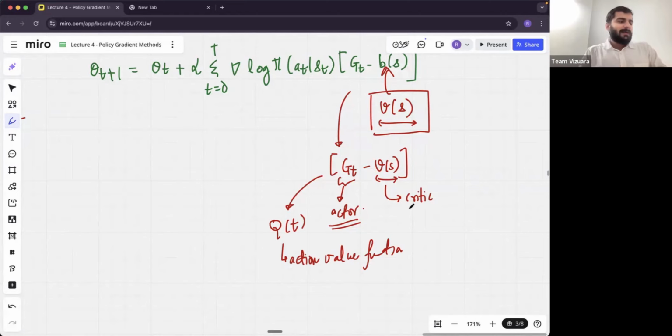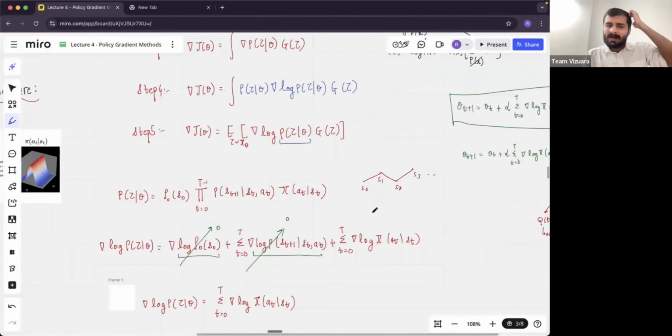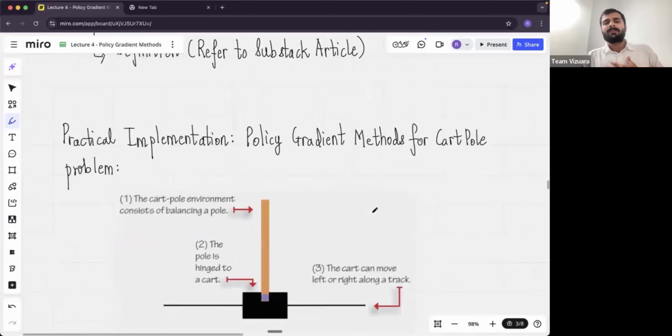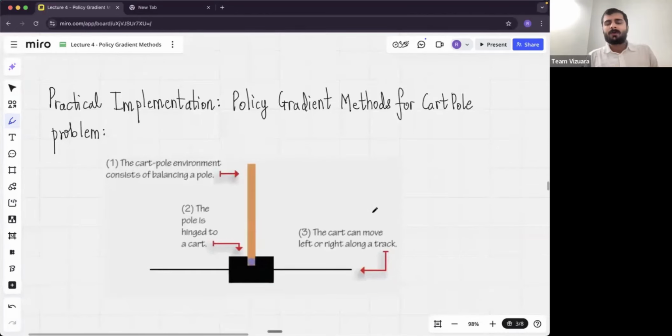We are going to look at both the methods, reinforce with baseline, and some practical applications so that you understand this in depth. Let's go ahead and do that for now, and we'll understand the remaining theory after that part is over. Right now, we are going to solve a very practical problem with the help of policy gradient methods. The problem I have chosen for this is the CartPole problem.